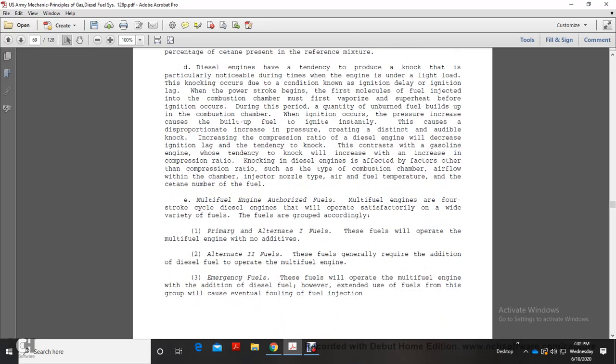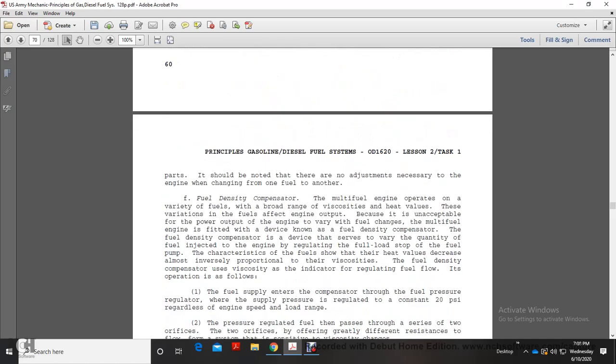Multi-fuel engines, authorized fuels. Multi-fuel engines are four-stroke cylinder diesel engines that will operate satisfactorily with a wide variety of fuels. Fuels are grouped accordingly. Primary alternative one fuels will operate with the multi-fuel engine with no additives. Alternative two fuels generally require the addition of diesel fuel to operate the multi-fuel engine. Emergency fuels will operate the multi-fuel engine with additional diesel fuel. However, the extended use of fuels from this group will eventually foul the fuel injection parts.